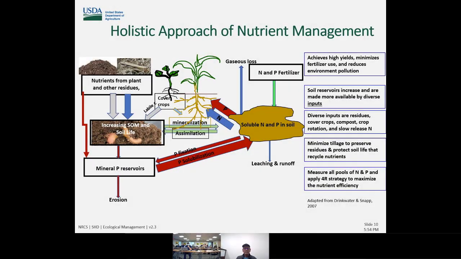So in these systems, we have minimized tillage practices. Following the soil health principles, we can thus have more residue in the system.